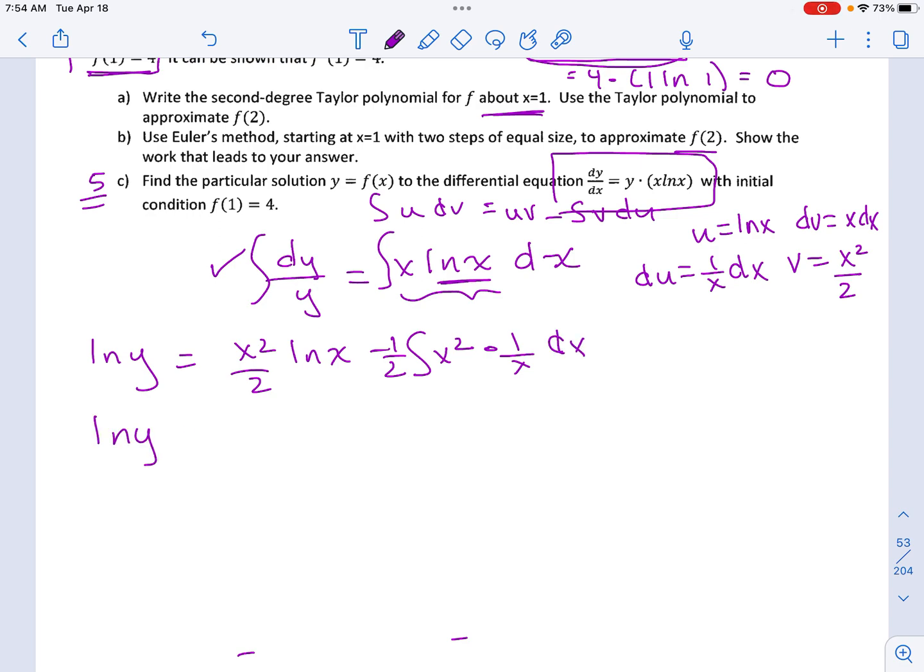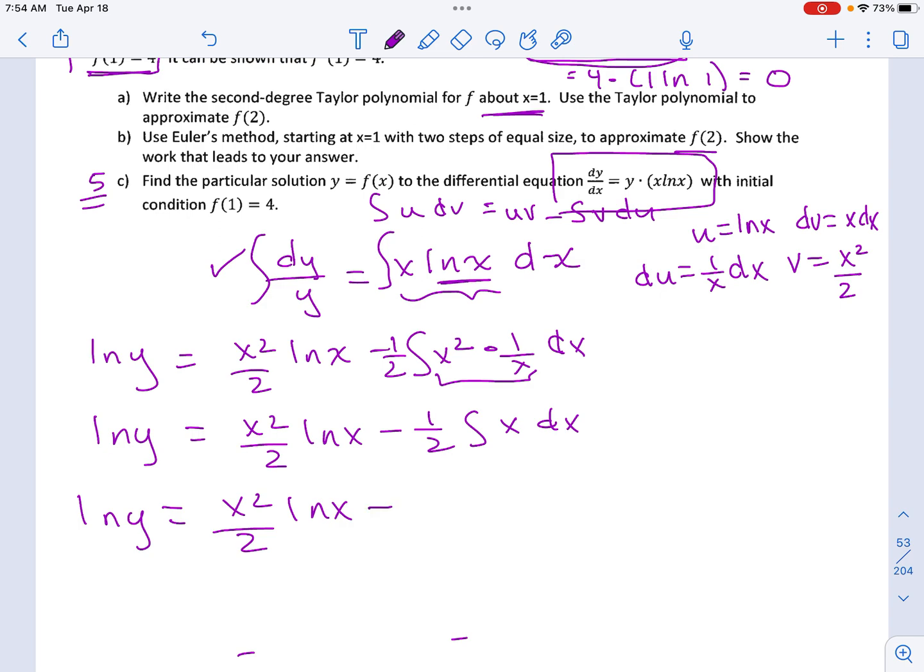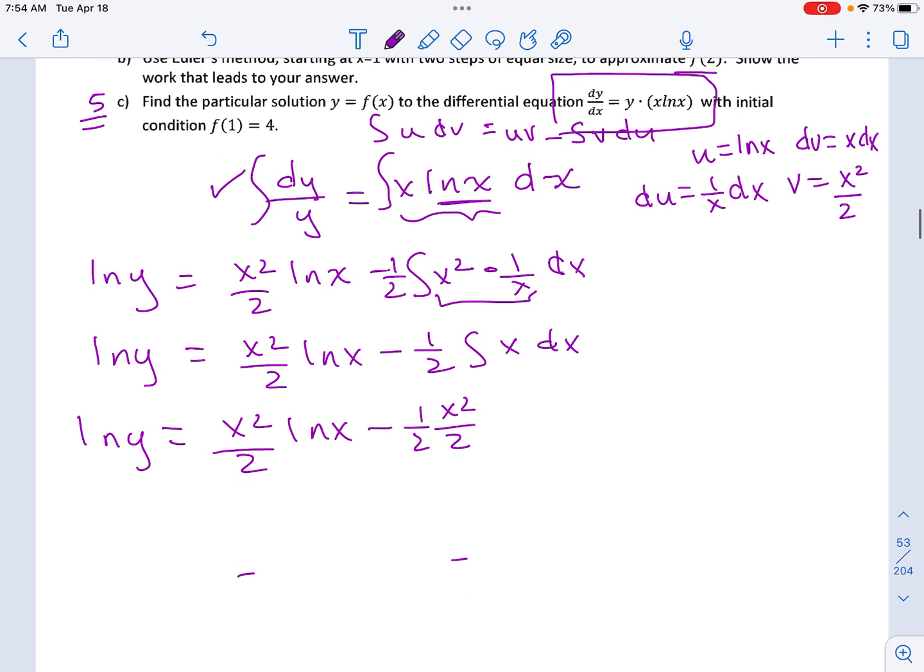I can clean things up. This is 1/2, this becomes x. And then now I can take that antiderivative pretty easily. So this is x squared over 2 here. And then obviously we have a plus c. Okay, I'm going to clean this up a little bit. Make this a 1/4. Okay, so I get all the way to here.